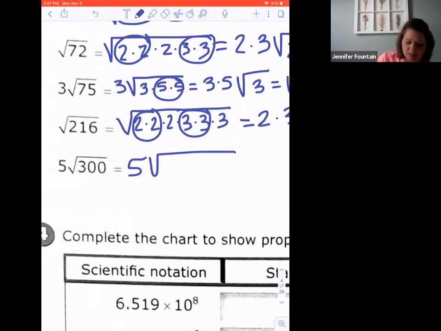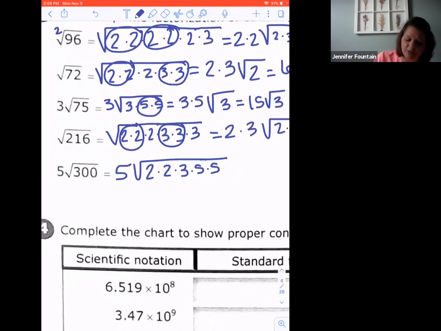It is even, so that'll be 2 times 150. 150 divided by 2 is 75. Well, hey, I've already broken down 75 a couple of problems before, so I know that that is going to be 3 times 5 times 5. All right, so I can check it. 5 times 5 is 25, times 3 is 75, times 2 is 150, times 2 is 300.